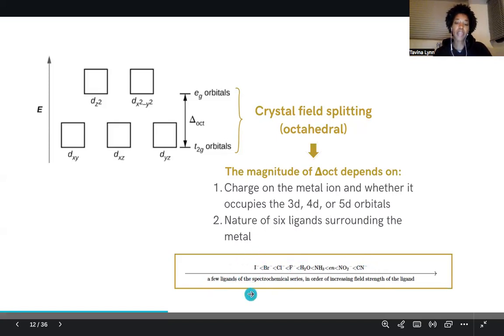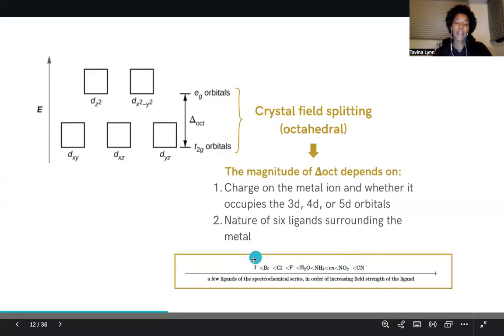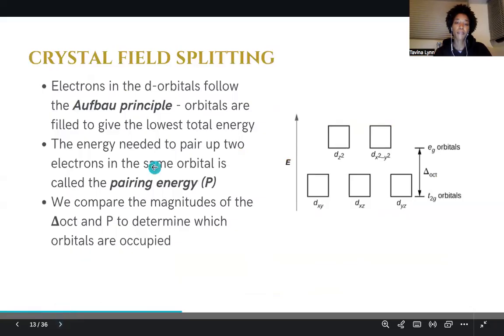So that means that if we take, let's say, iron 2+, and we compare it to iodide and cyanide, the magnitude of this crystal field splitting will be much less for iodide than it will be for cyanide. And we're going to talk more about what that results in, in terms of how the electrons fill these orbitals as a result of that. So I'm going to pause here and pick up in the next video.